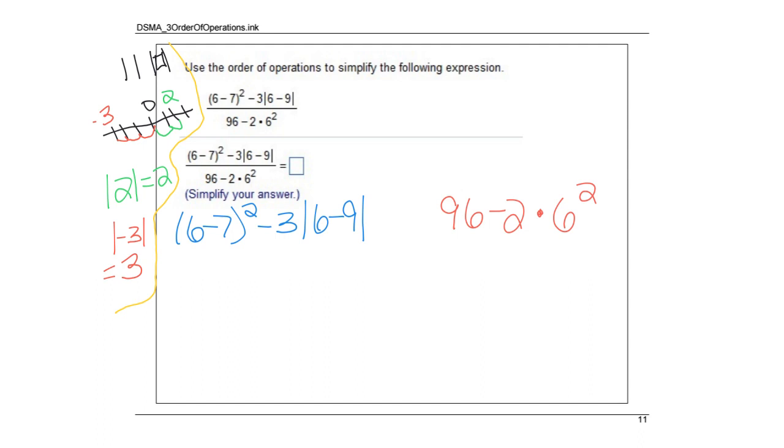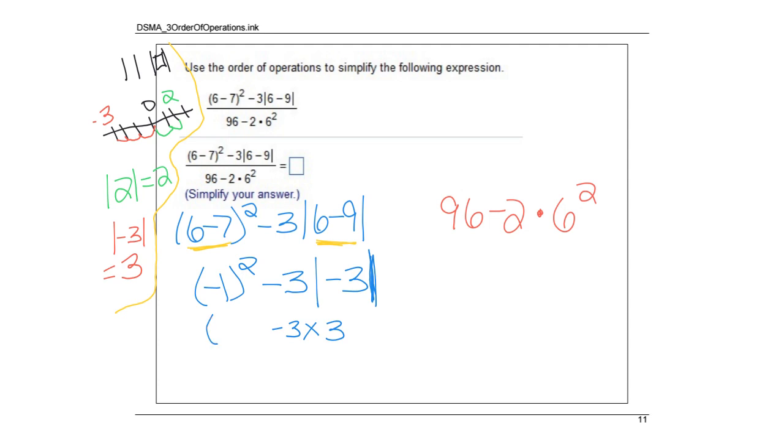So we have a few grouping symbols. Let's take care of that. We have the parentheses here, and we have the absolute value here. So let's go ahead, and 6 minus 7 would give me negative 1. I'm going to square that in a minute. Then I have negative 3 times the absolute value. 6 minus 9 would give me negative 3. So it'd be the absolute value of negative 3. And so that is going to give me a positive 3, right? And so here I would have negative 3 times 3.